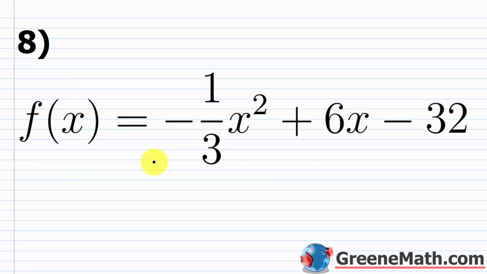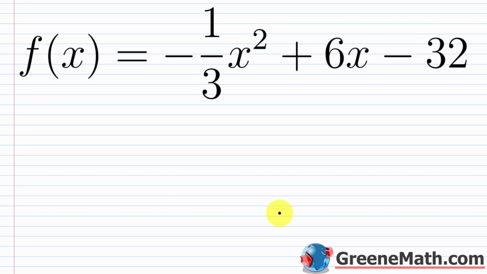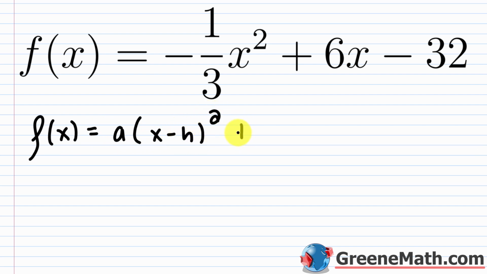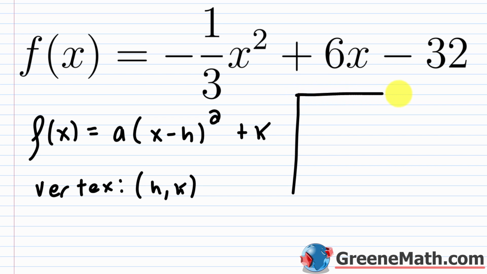All right, for problem 8, we have f of x is equal to negative 1/3 x squared plus 6x minus 32. Okay, so once again, we want to find f of x is equal to a times the quantity x minus h squared, and then plus k. And we also need the vertex. So again, this is going to occur at h comma k. Let me put a little border here. And we'll say that a is equal to, again, the coefficient for x squared. In this case, this is negative 1/3. Your b is equal to the coefficient for x, that's going to be 6.